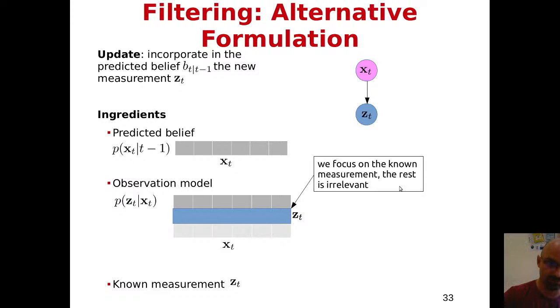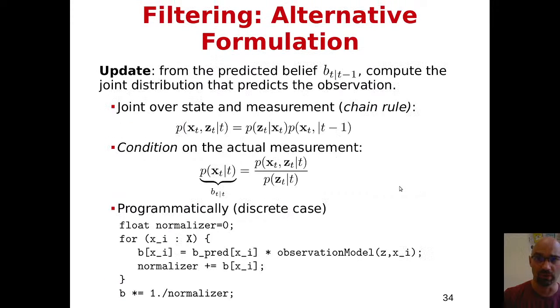And this is exactly what we will be doing. We can compute the joint distribution over z and x by multiplying the probability of x times the probability of z given x. And then this gives us basically a 2-dimensional table, if you want to think about a table. And then we have 2 variables, of which one, we don't know what to do with this one. And so we can condition on the actual measurement.